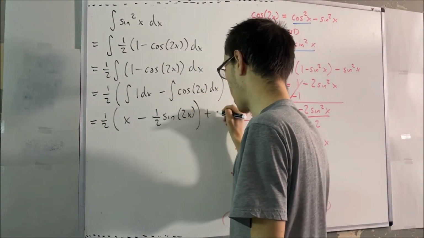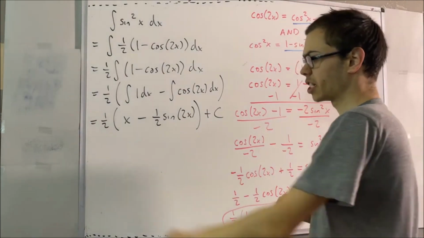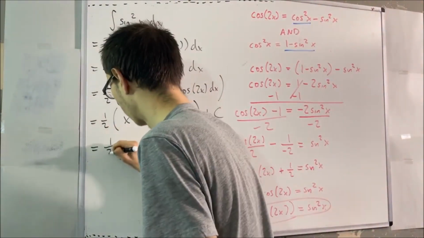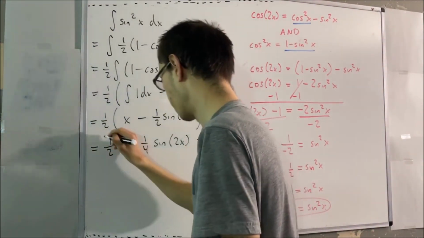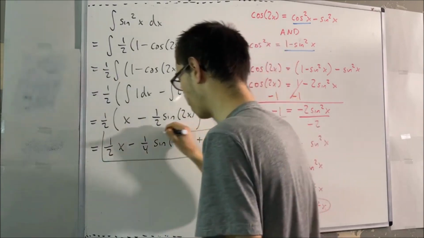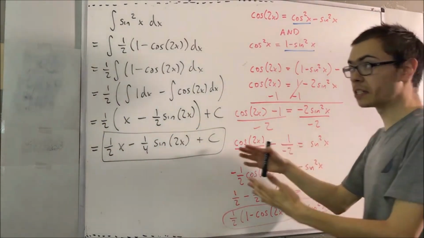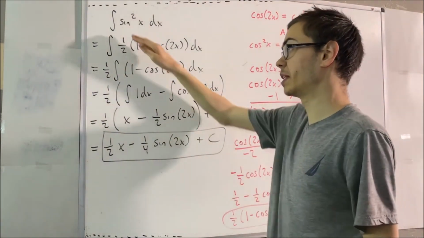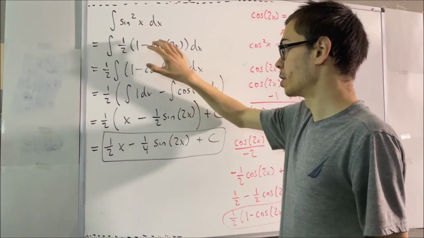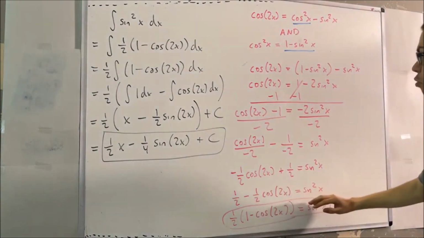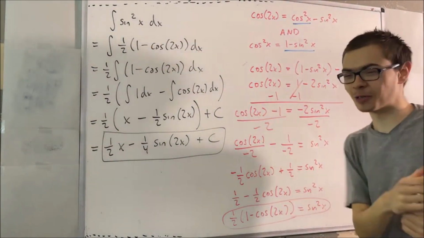And overall, we'll have a plus c. I can distribute the 1/2 across. And so this would be our final answer. And so, yeah, that is one way that we could evaluate the integral of sine squared of x, just by using this identity, which we could derive, right? I like that word, derive, right?